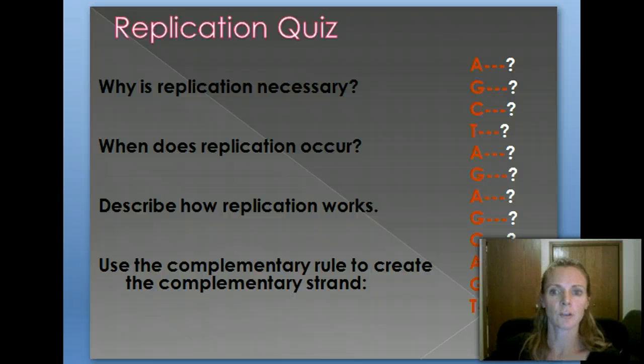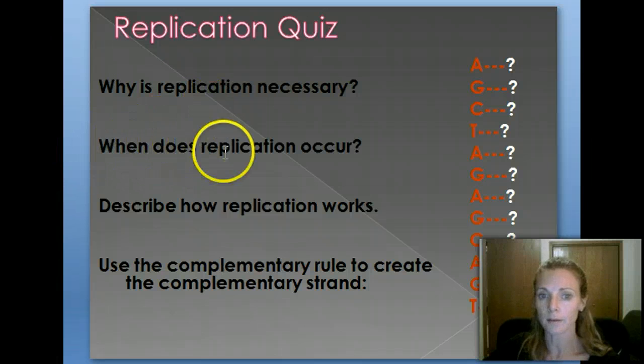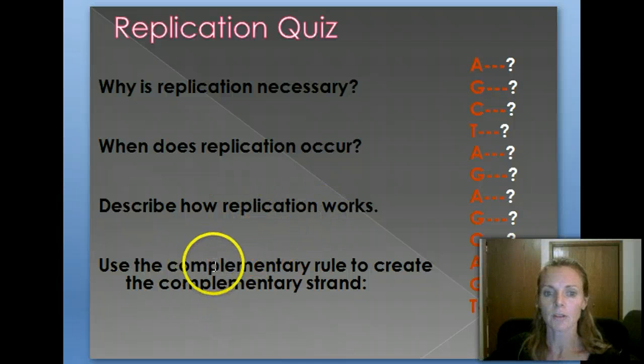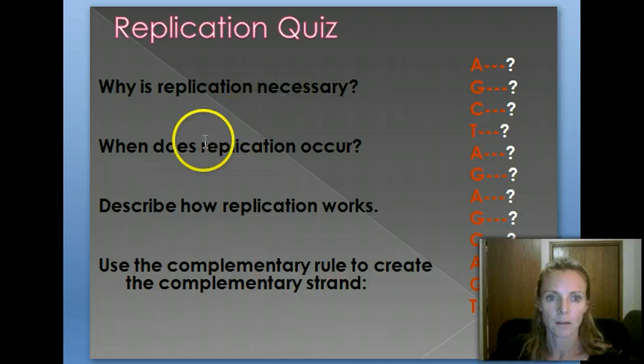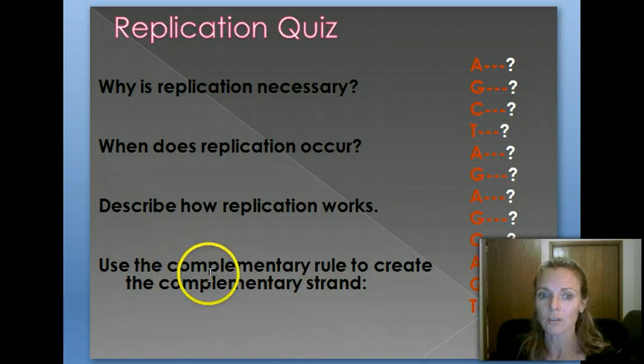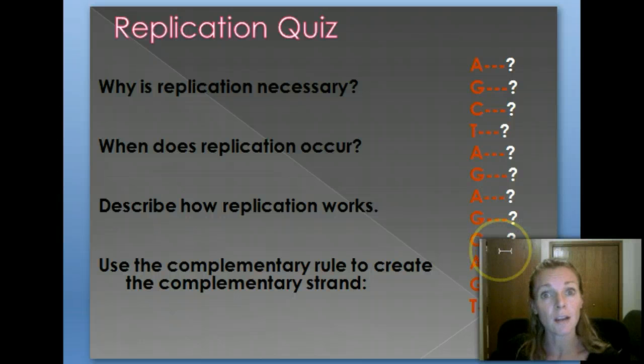Here's our quiz. I want you guys to think about these things. Why is replication necessary? When does replication occur, which I talked about? Describe how replication works. And use the complementary rule to create a complementary strand on here. I'm going to show you the answers in about 10 seconds because I want you to actually think. If you need to pause it, write down your answers and check them. So make sure you know what pairs with what.